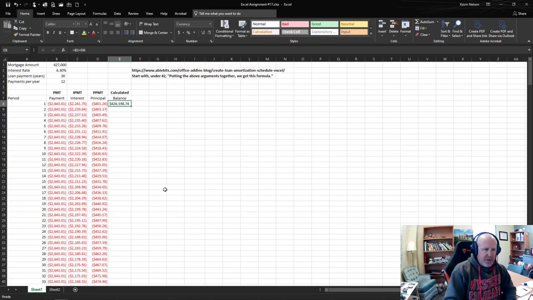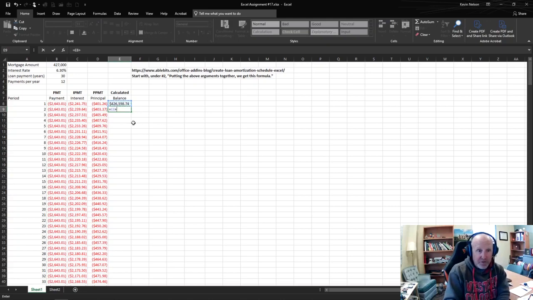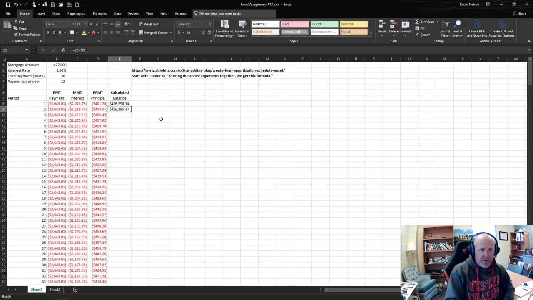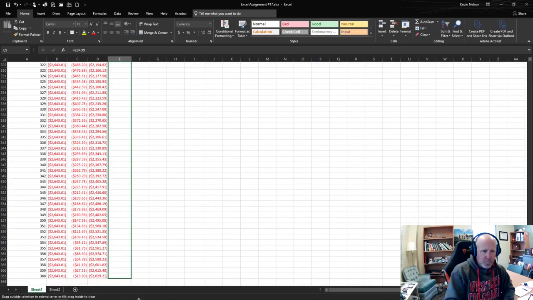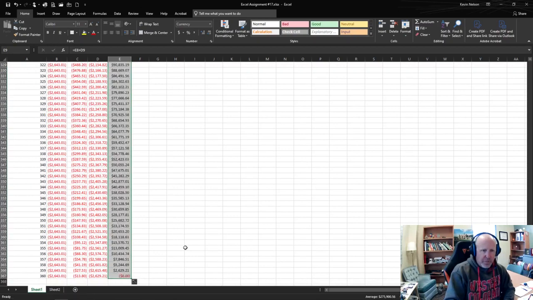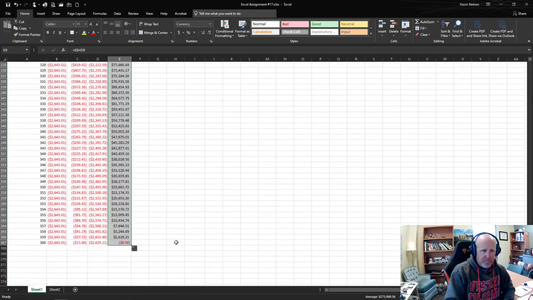Now that I've got this balance here, this becomes my previous balance plus my new principal amount, the next principal payment, this one. And notice it's down to $426,195. Now I can drag this all the way down. And at the bottom of that is going to be 0. Okay, it means we did it right. It means that after 360 payments, the balance of my loan is 0.